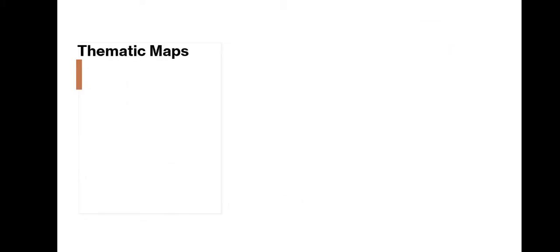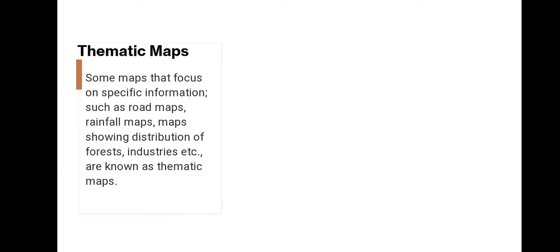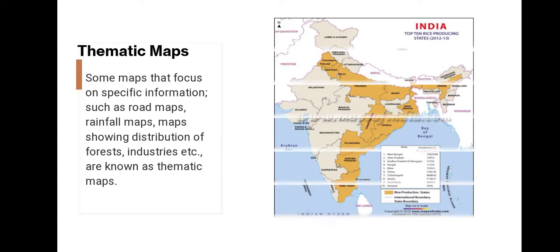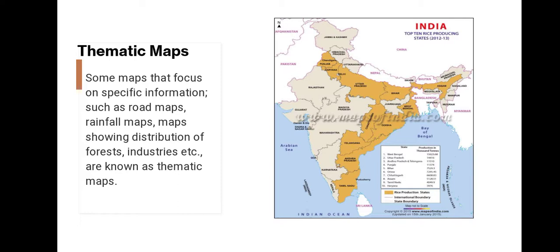Now, the thematic maps. Some maps that focus on specific information such as road maps, rainfall maps, maps showing distribution of forest, industries, etc. are known as thematic maps. Here you can see a map of India, generally the orange part showing the growth of rice state-wise. So it focuses on specific information of rice production.